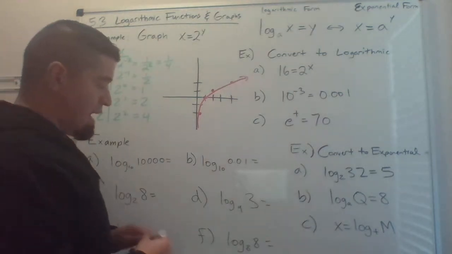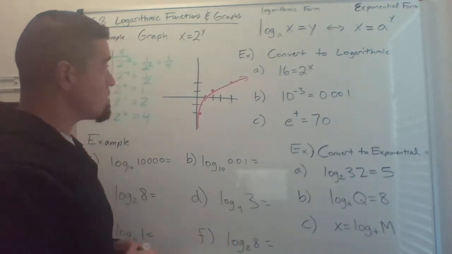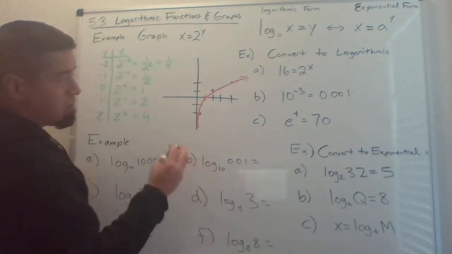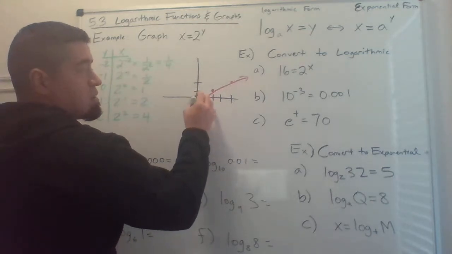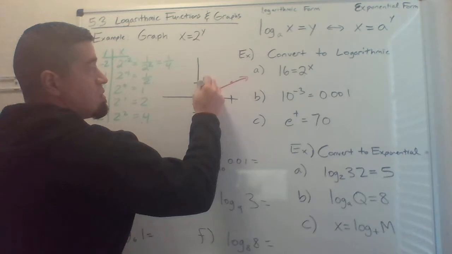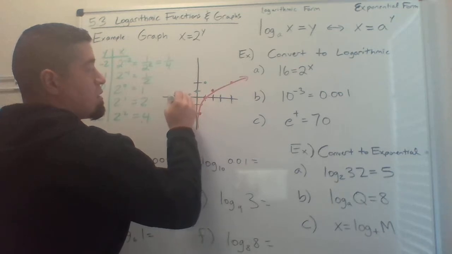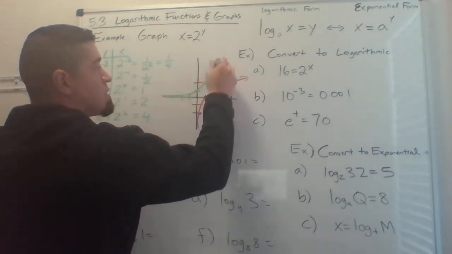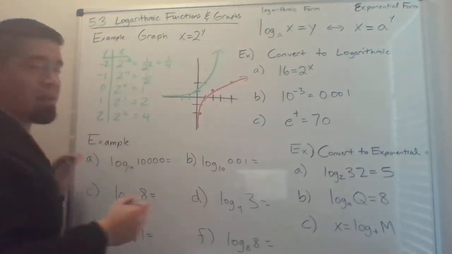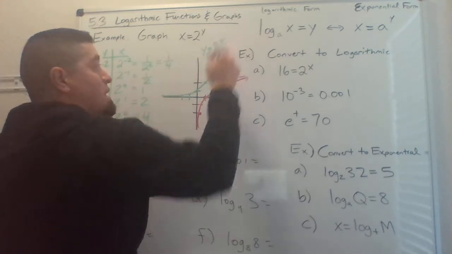Now, last week, we graphed things like y equals 2 to the x. So I'm going to do that real quick. 2 to the 0 is 1. 2 to the 1 is 2. 2 to the -1 is 1/2. And 2 to the -2 is 1/4. So if you recall, we did a bunch of graphs that look like that in green. So in green, this is y equals 2 to the x.